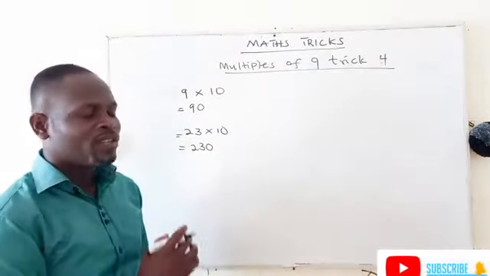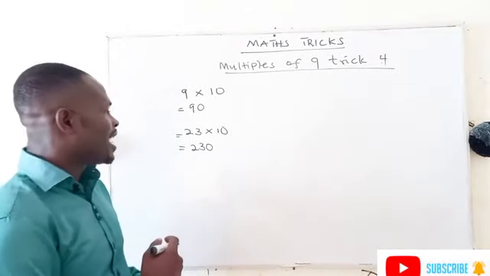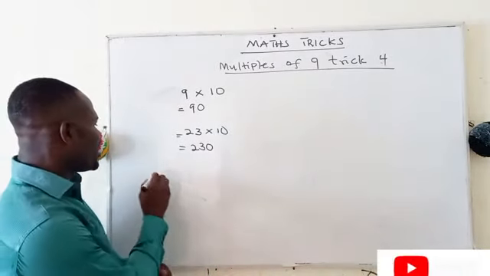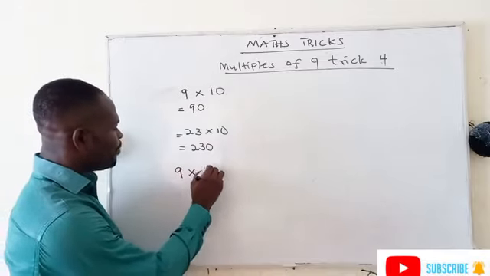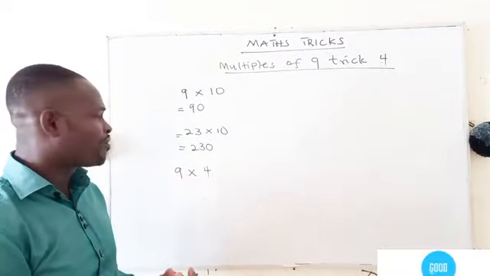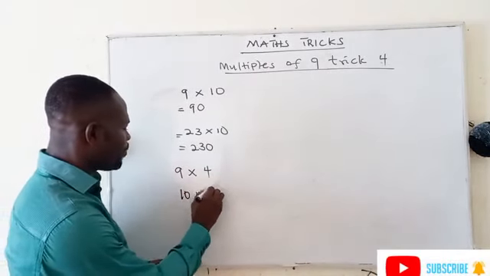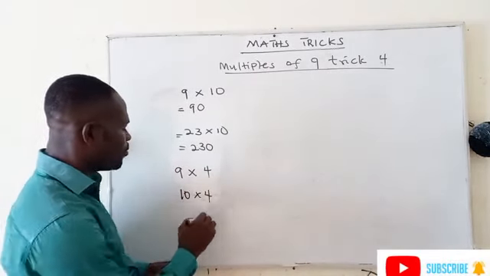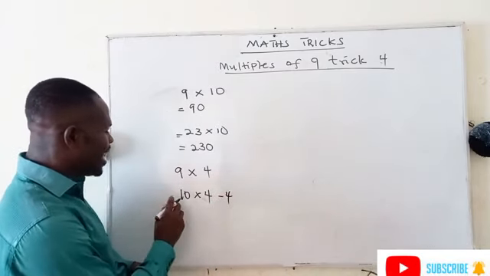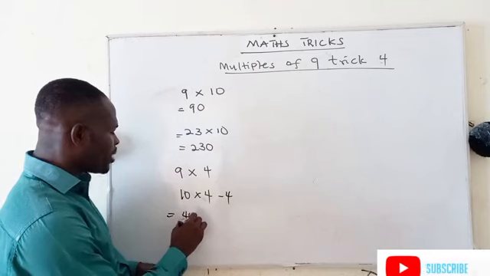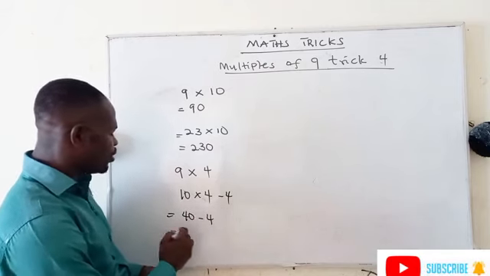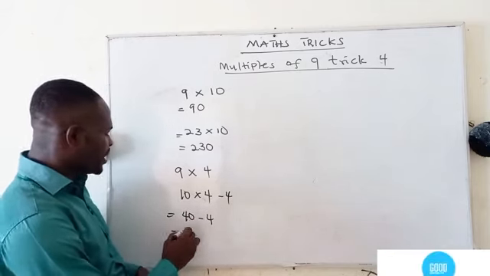Now let's go to the multiples of 9 trick that we have discovered as well. When you have 9 times 4, what we have to do is you multiply the 4 with the 10, so it becomes 10 times 4. Then we deduct the 4 that we are using to multiply the 9 with from the 10, so minus 4. So 10 times 4 will give you 40. Then we deduct 4 from the 40, you get 36, which means that 9 times 4 will give you 36.